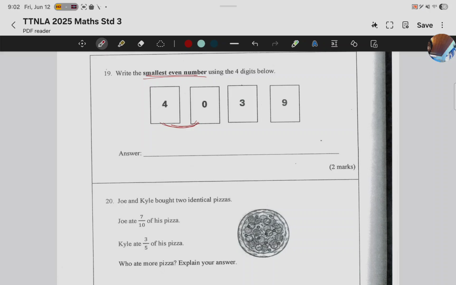Alright. They want the smallest 4-digit number. So we could start with 3. Then we could go 0. Then we could go 9. And then we could go 4. We end with the 4 because that forms an even number. And we put the 0 in the hundreds position because that will form the smallest number based on the place value position.